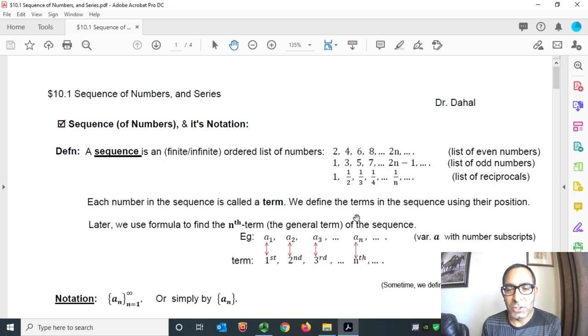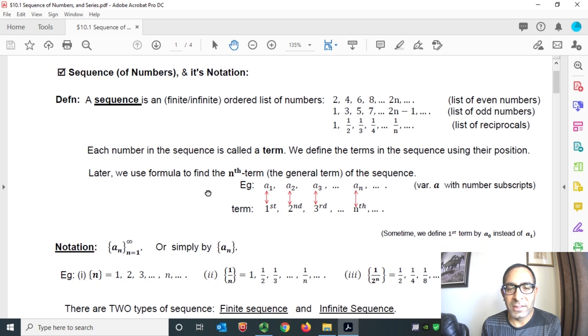We define the terms in the sequence using their positions, and later we use a formula to find the nth term of the sequence. Quick example, here is a sequence whose terms are a1, a2, a3, an. So here a1 is the first term of the sequence, a2 is the second term of the sequence. Similarly, an is the nth term of the sequence.